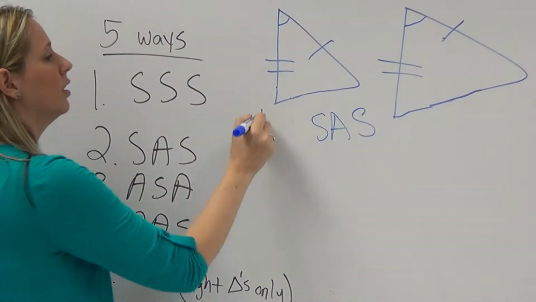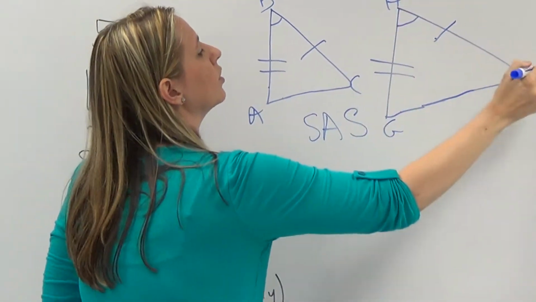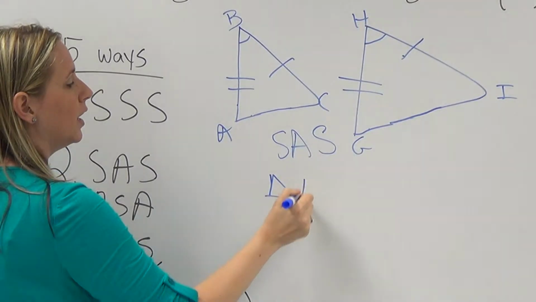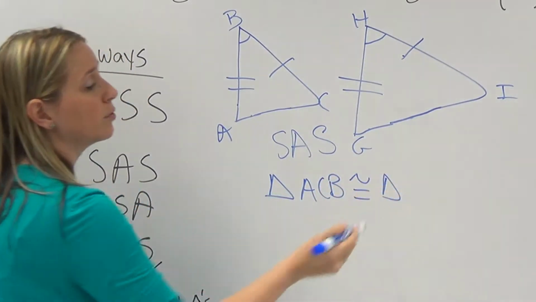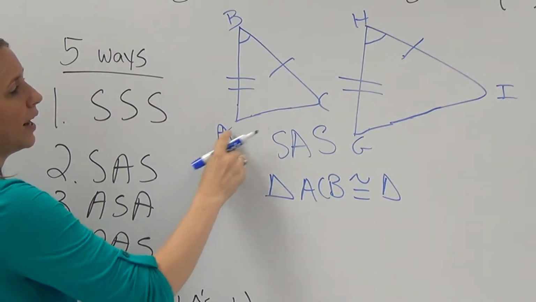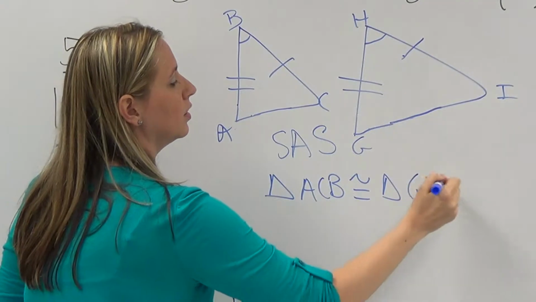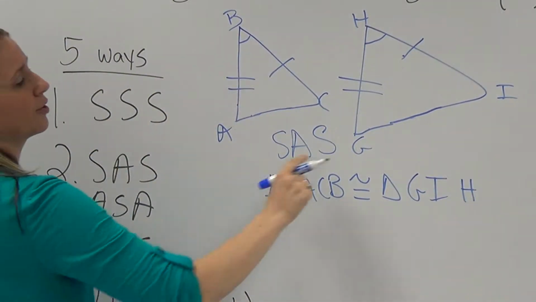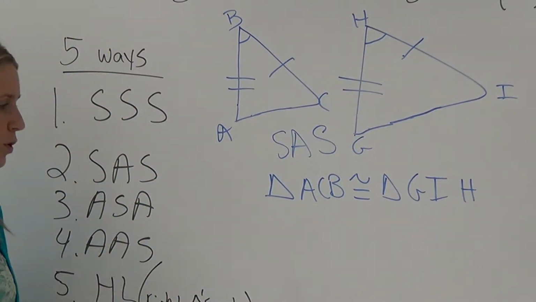congruent. And then if we put some letters on here, you can do your triangle congruent statement, and that will be triangle ACB is congruent to triangle. And remember, the order of the letters matters. If I did ACB, I would do GIH. So triangle ACB is congruent to triangle GIH. And that's side, angle, side. Let's look at one more example of that.